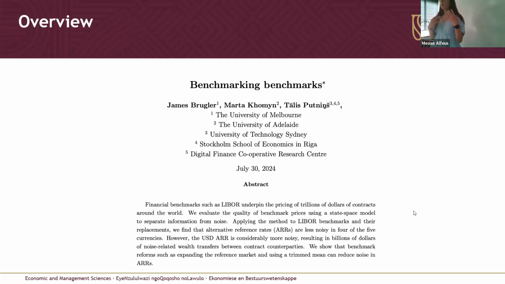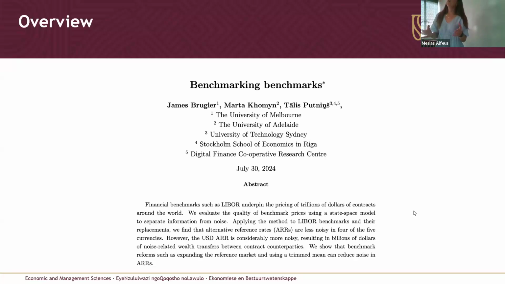Basically, a quick overview of what we're trying to achieve: we have these interest benchmark rates that are changing now to these new alternative reference rates in the world. This is called the interest rate reforms. During this process, we want to find out, were the previous benchmarks better or worse compared to the new benchmarks that we are trying to install into the world?